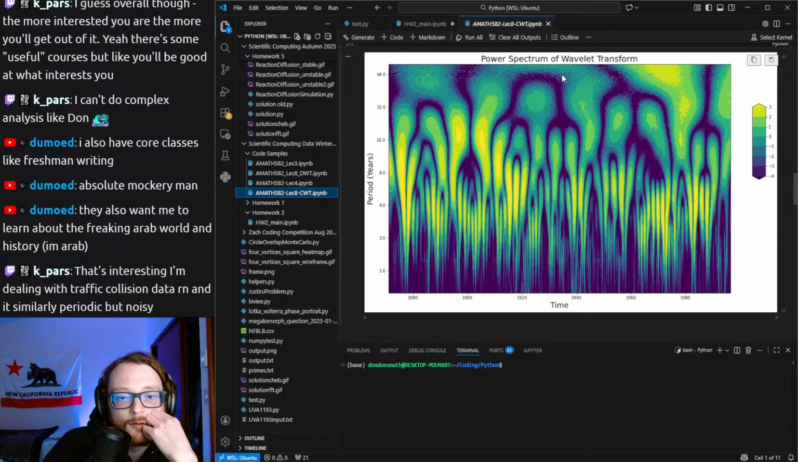I don't quite know how to interpret all of this. There's kind of a lot going on with this. It does look pretty. It's almost fractal with these forks.